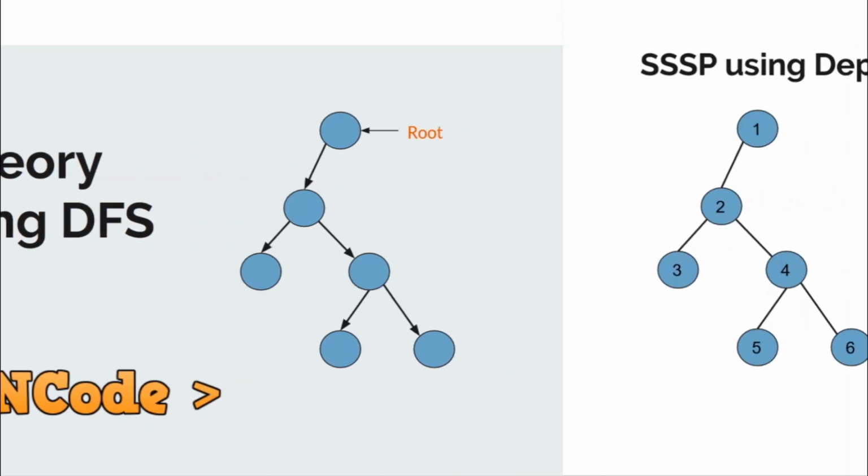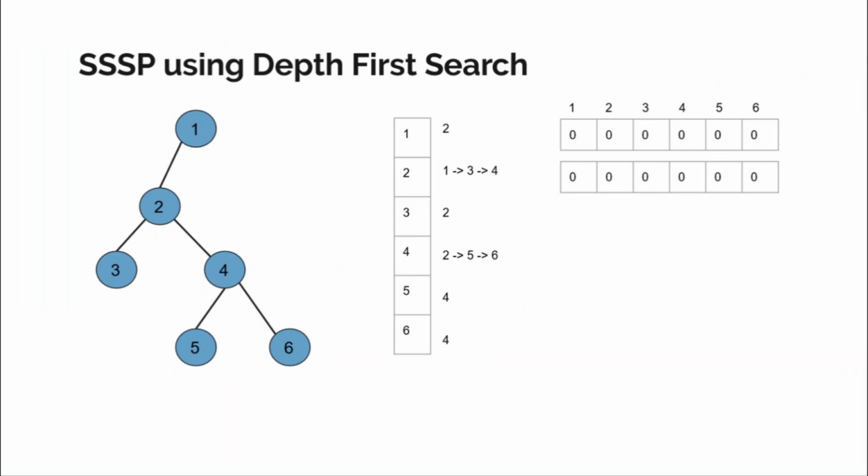So what is SSP? As I have already told, SSP is single source shortest path. That is, you are given a single source, the starting vertex, and you need to find the shortest distance to every other node starting from that given source vertex. For example, in this lecture, let's suppose the source vertex is node 1, then you have to find the shortest distance of every other node starting from node 1.